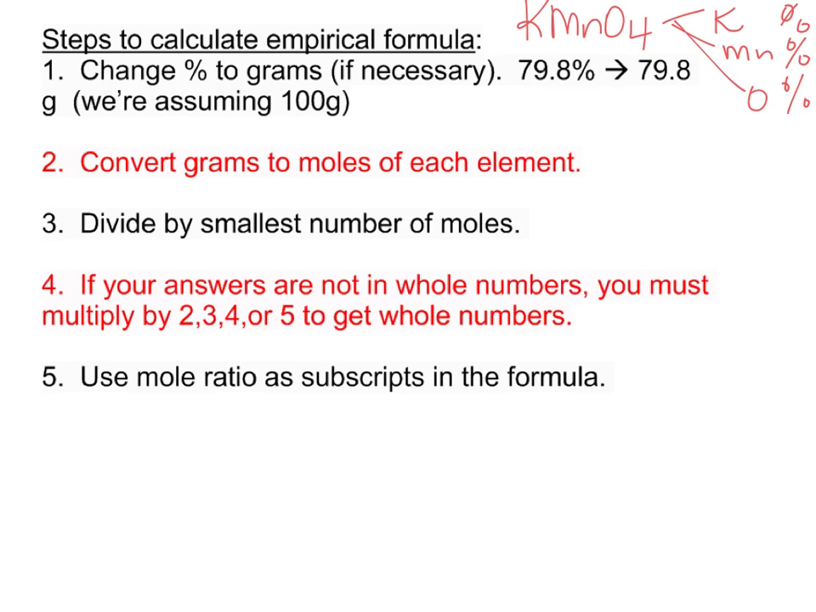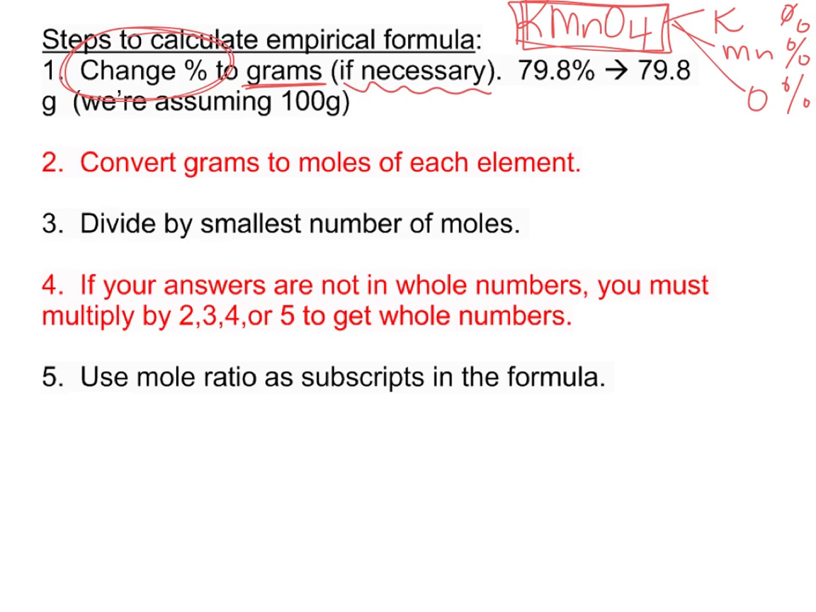Well, empirical formula is kind of like the backwards version of a percent composition formula. We're going to start with a percentage, and we're going to try to go backwards and create this chemical formula from our percentages. So it's kind of like solving a mystery puzzle. And so look at step 1. It says we're going to change our percent into grams if necessary.